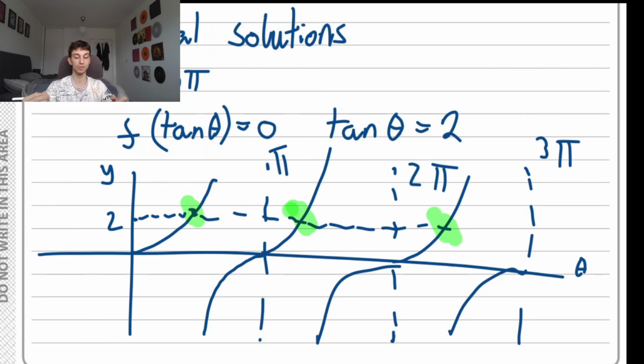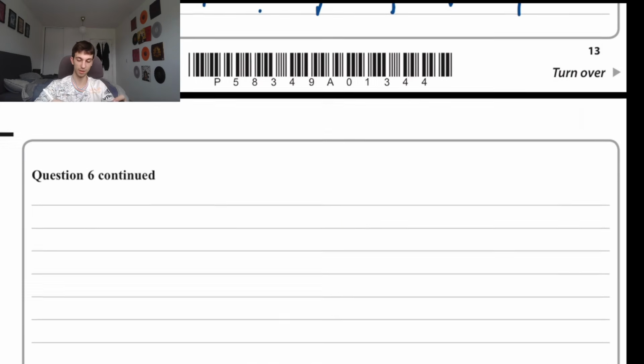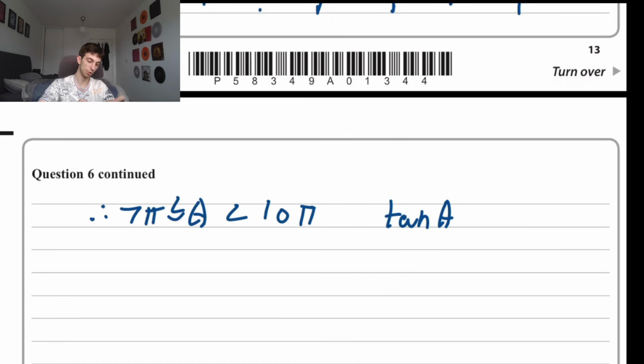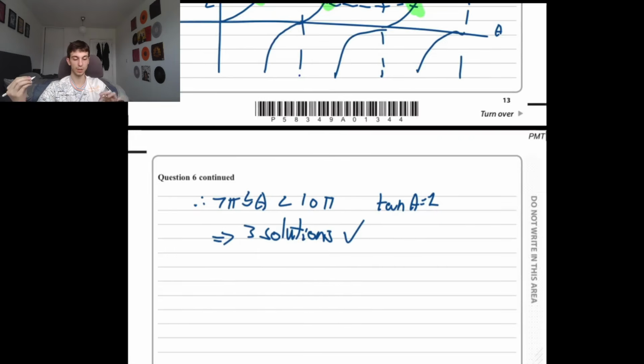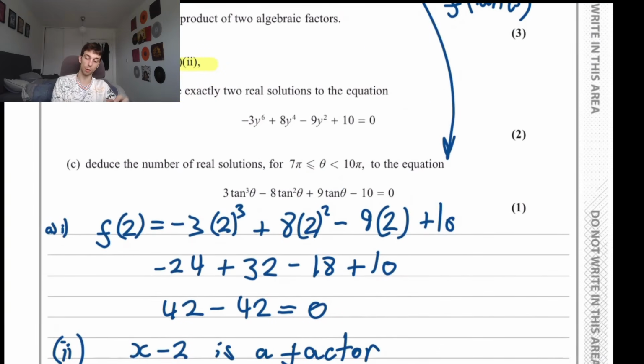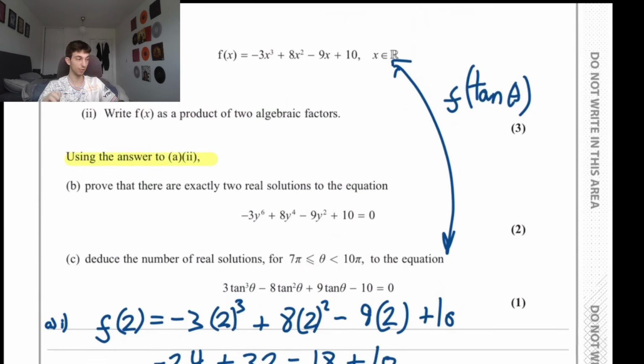So all of these, quickly highlighting it, would be our solutions. One solution here, one solution here, and one solution here up to 3 pi. It's the same idea. From 7 pi to 10 pi, this is a difference of 3 pi. Therefore, for theta larger than or equal to 7 pi, less than 10 pi, and tan theta equals 2, we get 3 solutions. That's exactly it. That's all you have to say, and that's your answer to part C, because we have deduced the number of real solutions to be 3. On to question 7.